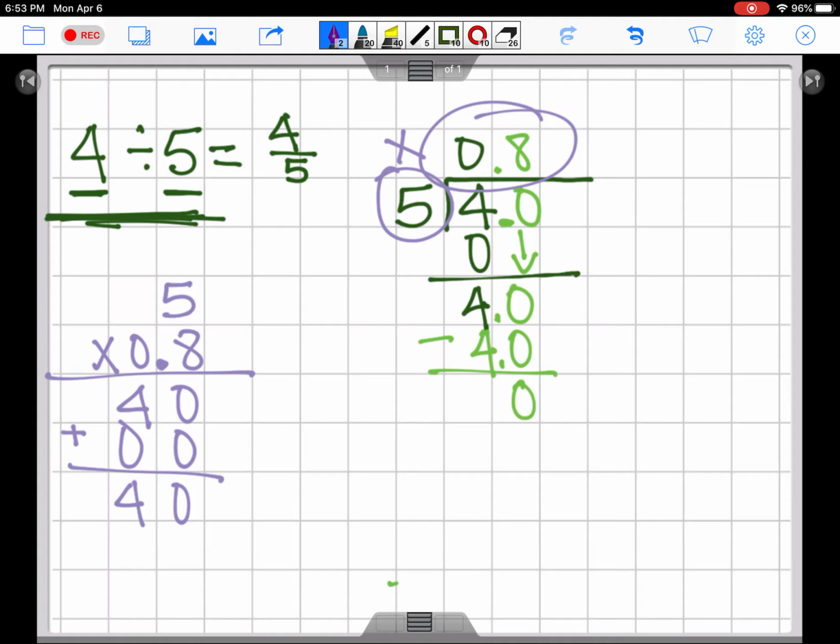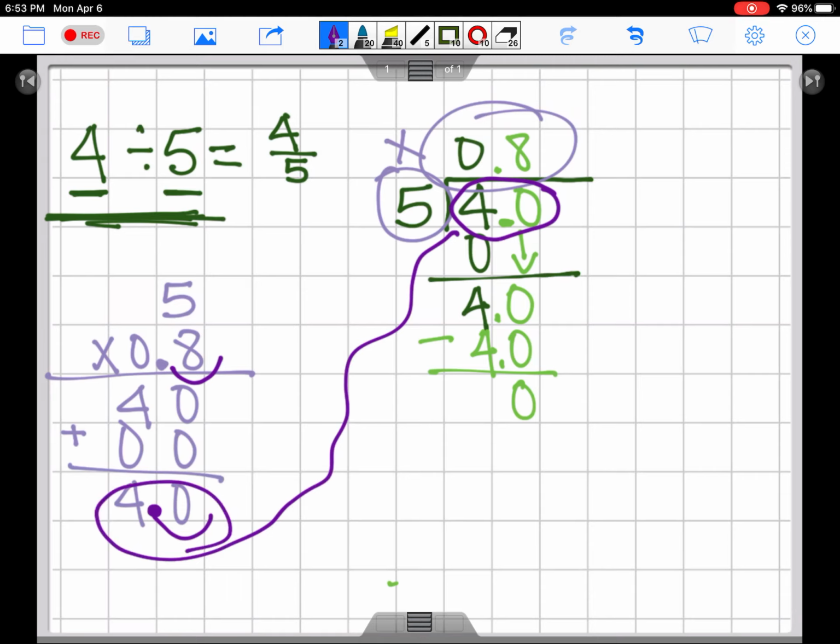We need to review our products. There's nothing behind the decimal in my factor of 5, but there is 1 digit behind the decimal in my factor of 0.8. Move that over, and look at us. Beautiful.